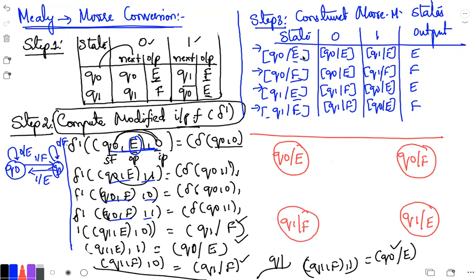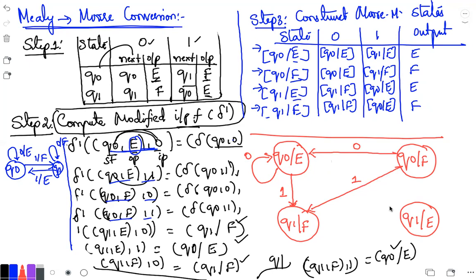Now take the transitions. Q naught on E, on 0, goes to itself. Q naught on E, on 1, goes to Q1 by F. That is 0. Q naught on F, on 0, goes to Q naught on E. Q naught on F, on 1, goes to Q1 on F.